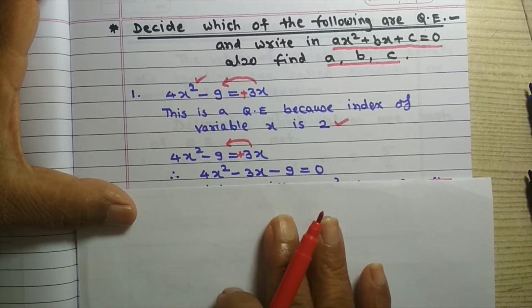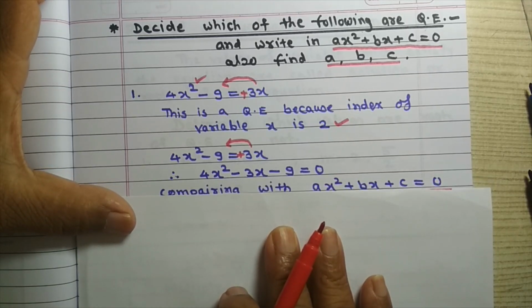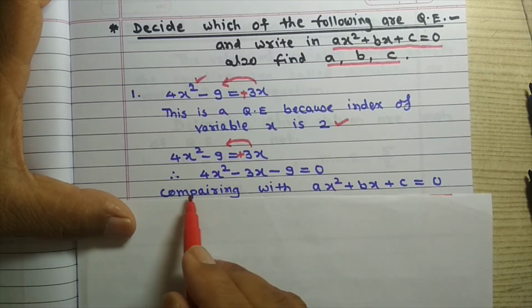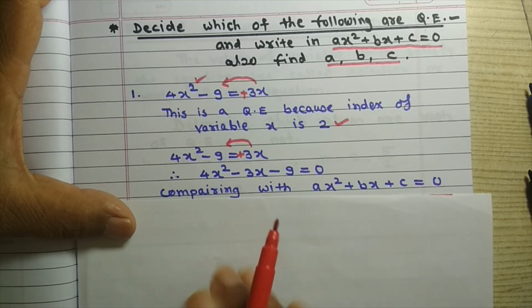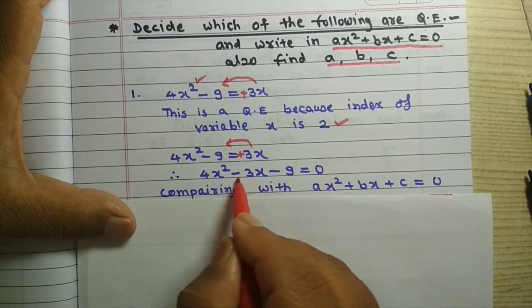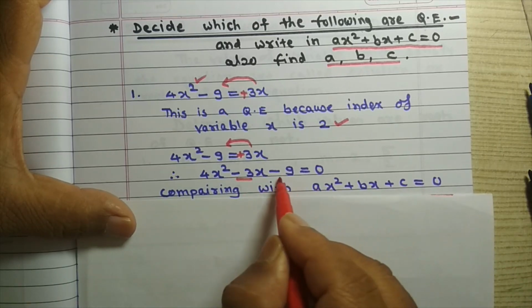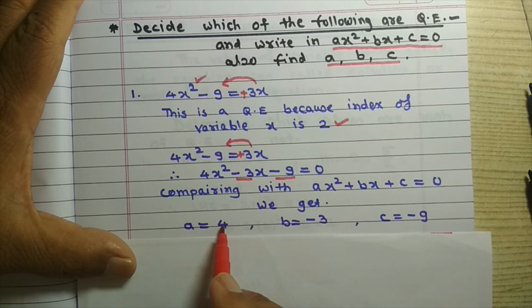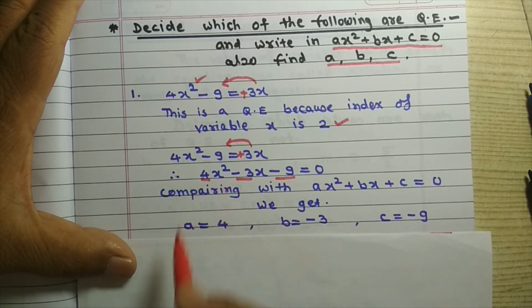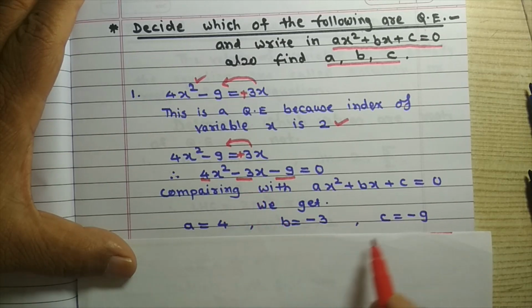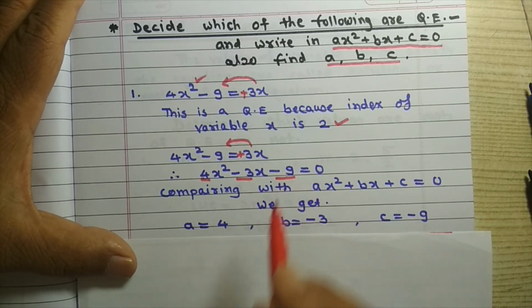This is the standard form of the quadratic equation. We have to compare with the standard form, ax square plus bx plus c is equal to 0. Comparing with that one, we find the value of a is 4, b is minus 3 and c is minus 9. These are the values: a is equal to 4, the coefficient of the square term; b is equal to minus 3, the middle term; c is equal to minus 9, the constant term.